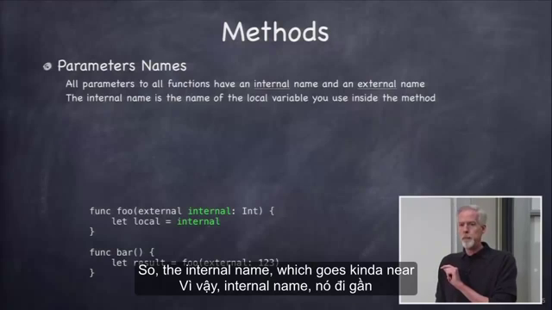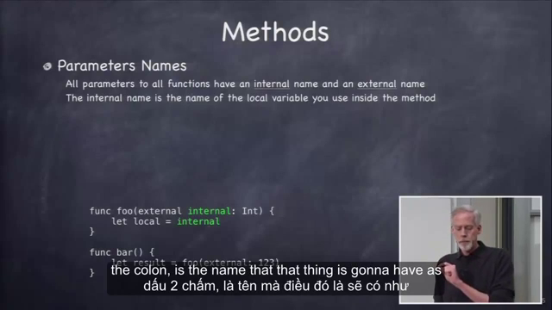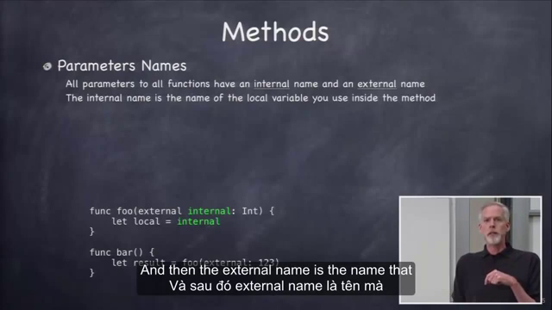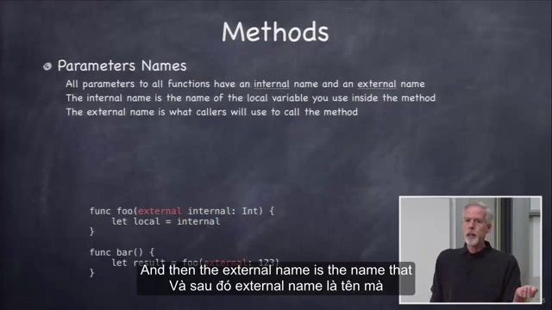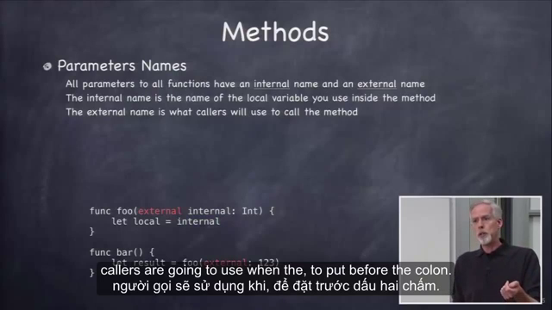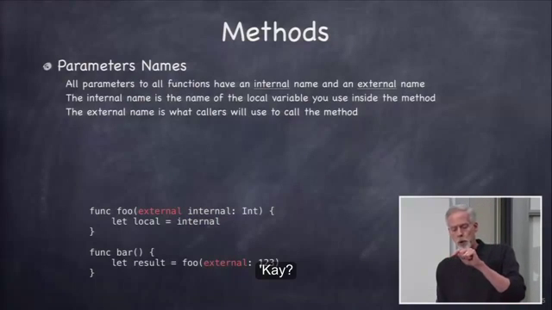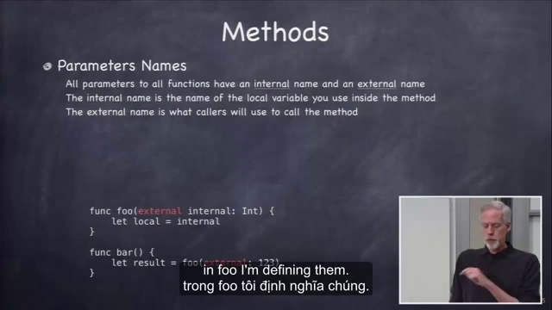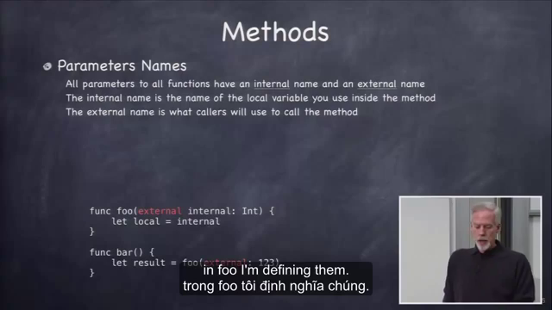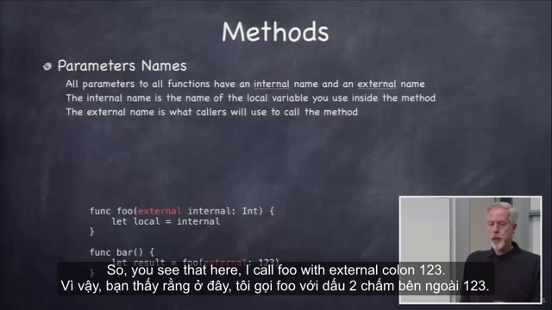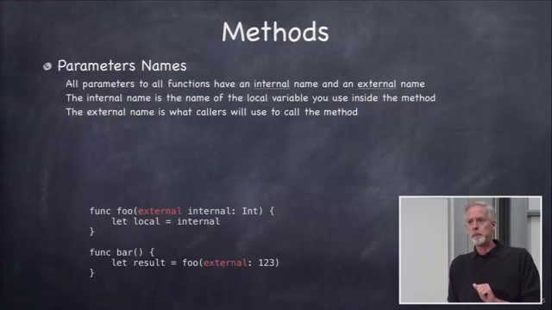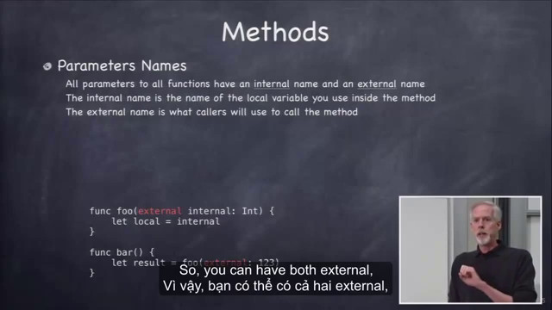So the internal name, which goes near the colon, is the name that thing is going to have as a local variable inside the method. And then the external name is the name that callers are going to put before the colon when they call the thing. So in bar there, I'm calling things, and in foo, I'm defining them. You see that here, I call foo with external colon 123, even though internal to foo, that thing is called internal. Okay? So you can have both external and internal names.